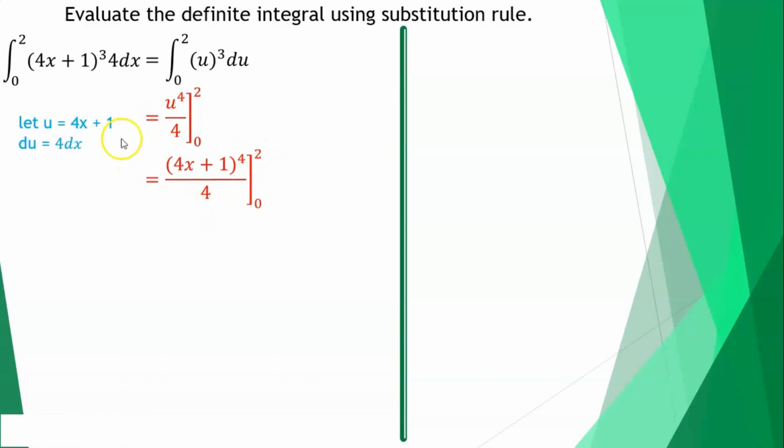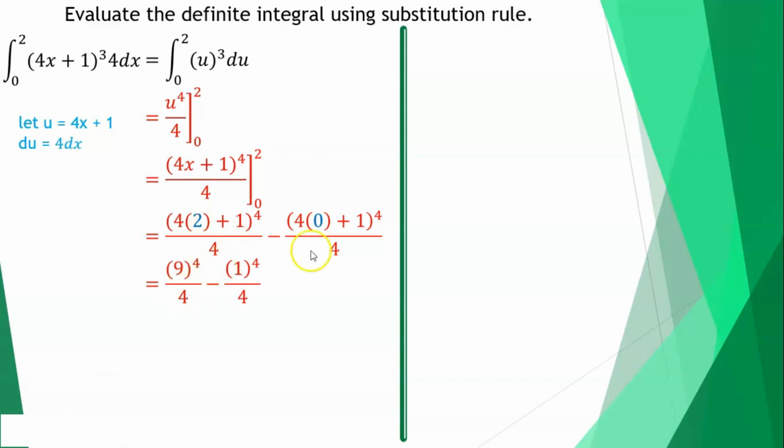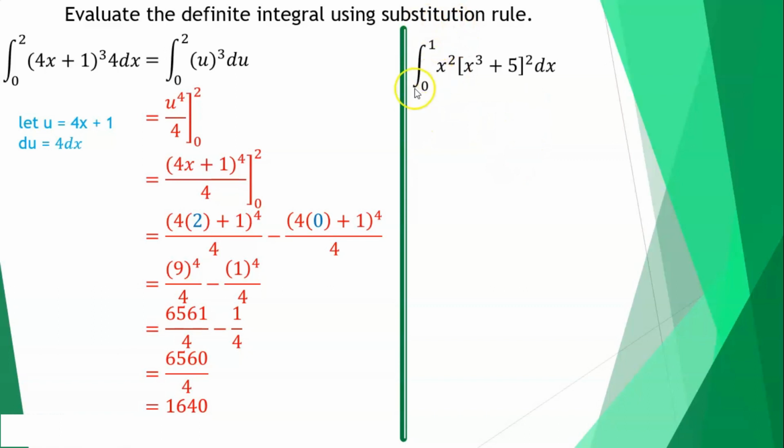So at this point, let's substitute with our limits. So our x here will be replaced by 2. For the lower limit, our x here will be replaced by 0. So this would become 4 times 2. That's 8 plus 1, so that would become 9 to the power 4. So 4 times 0, that's 0 plus 1, so that's 1 to the power 4. 9 to the power 4, that's 6,561. Minus 1 over 4, so that's 6,560 over 4. Divide this. The final answer is 1,640.